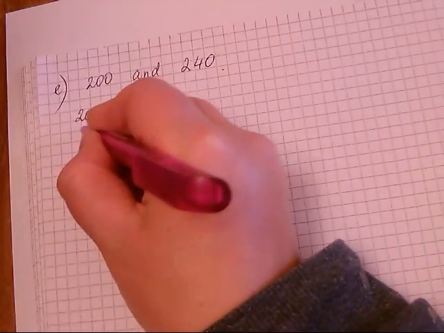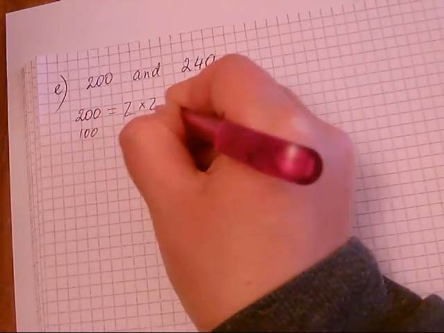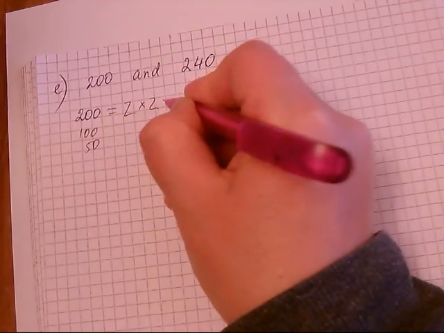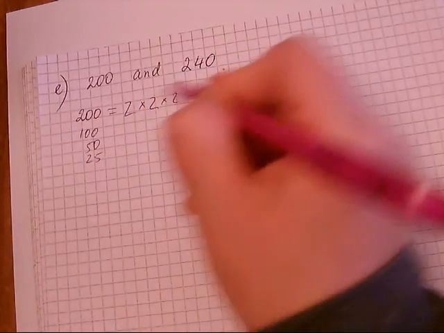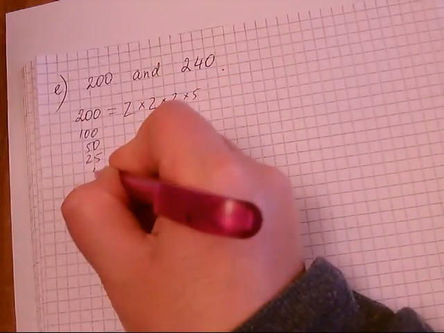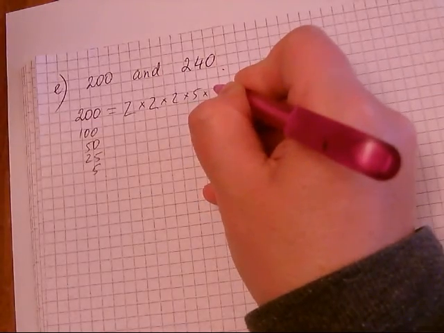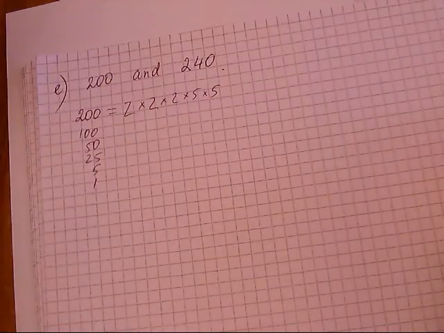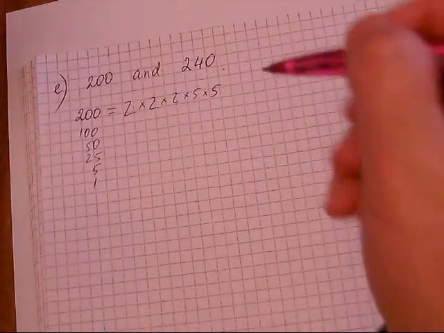200 divided by 2 is 100, divided by 2 is 50, divided by 2 is 25, and 25 divided by 5 is 5, and 5 divided by 5 is 1. Okay, so here we are, we did 200.